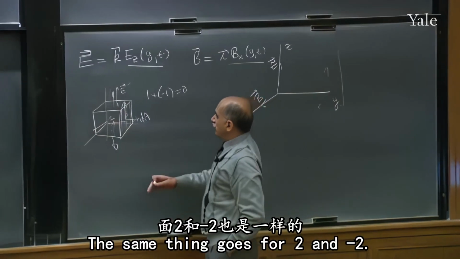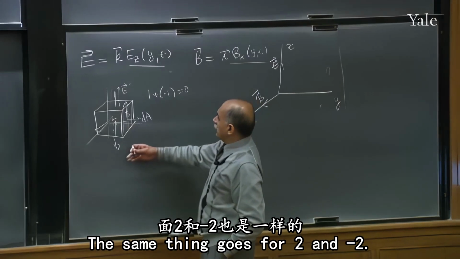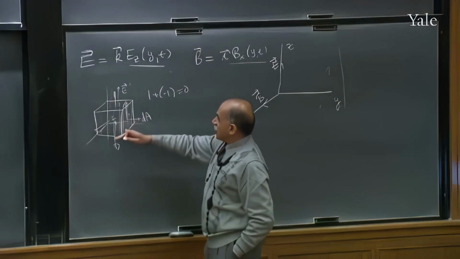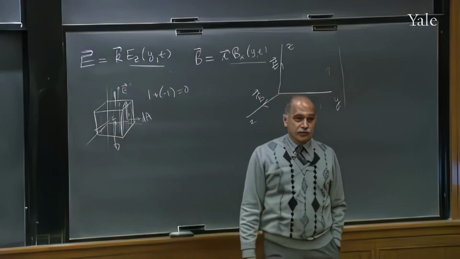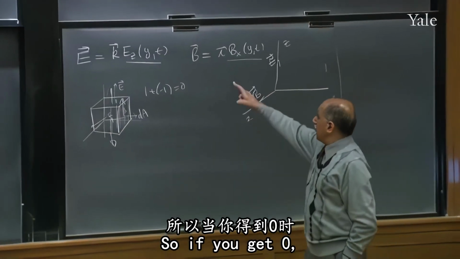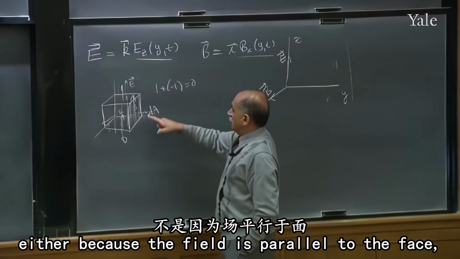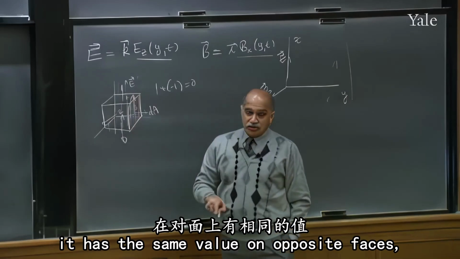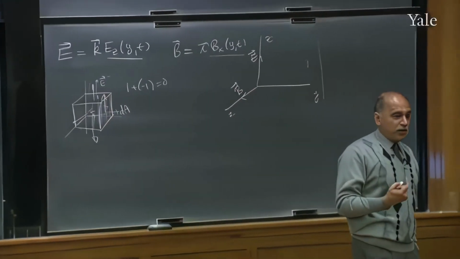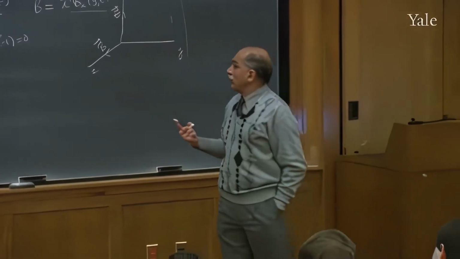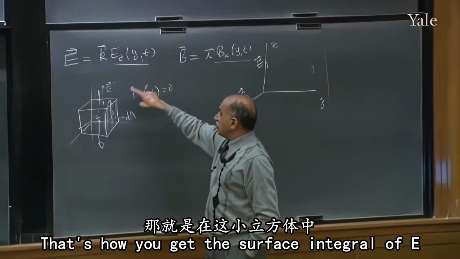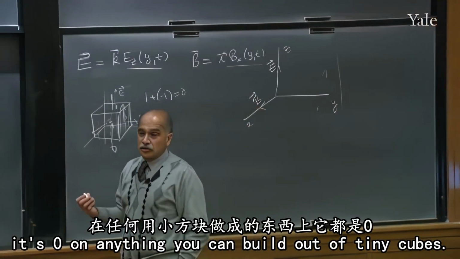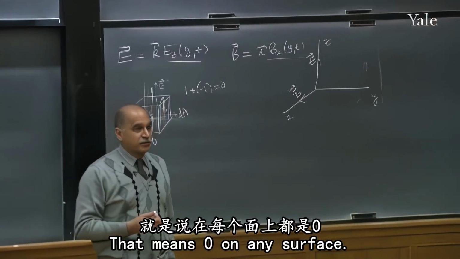The same thing goes for 2 and -2. If you go to face number 2, here the electric field is pointing like that, but there is no flux, and there's no flux on the opposite face. So we get 0, either because the field is parallel to the face, or if it's perpendicular, it has the same value on opposite faces with opposite pointing normals or opposite pointing area vectors, and you get 0. So that's how you get the surface integral of E to be 0 on this tiny cube. But if it's 0 on a tiny cube, it's 0 on anything you can build out of tiny cubes. That means 0 on any surface.